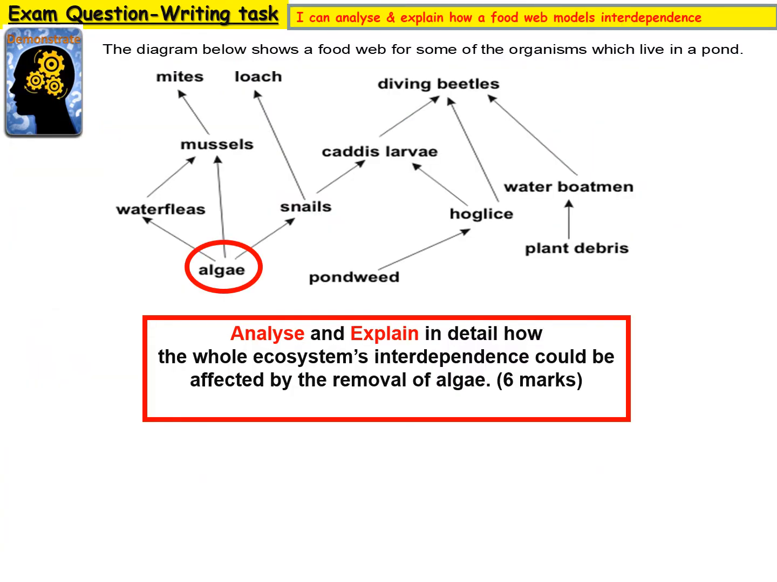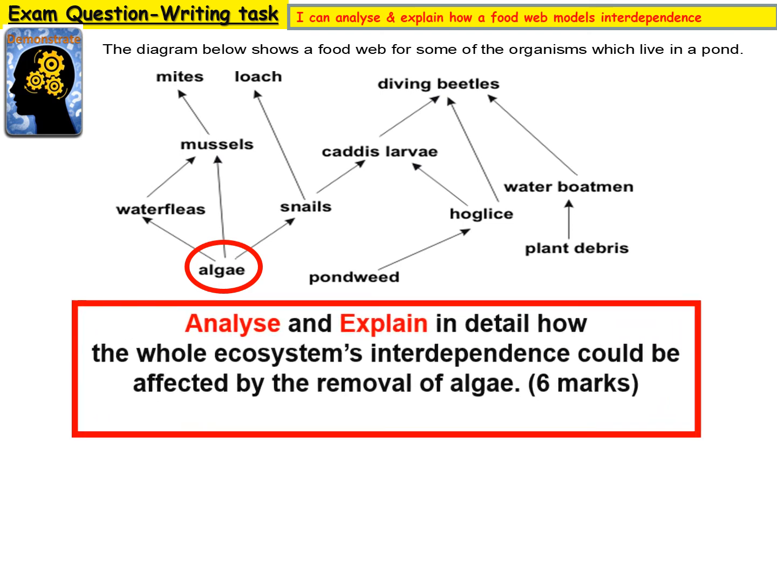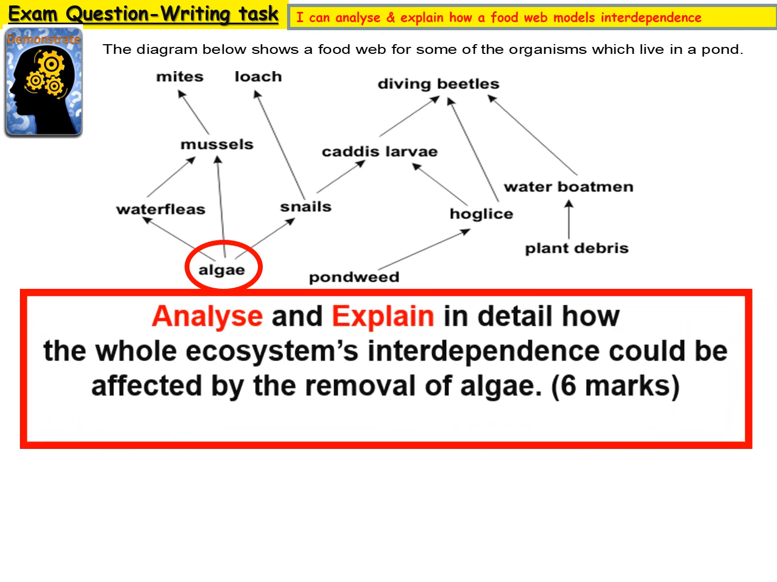Complete the exam question using the command and keywords. Analyze and explain in detail how whole ecosystems' interdependence could be affected by the removal of algae.